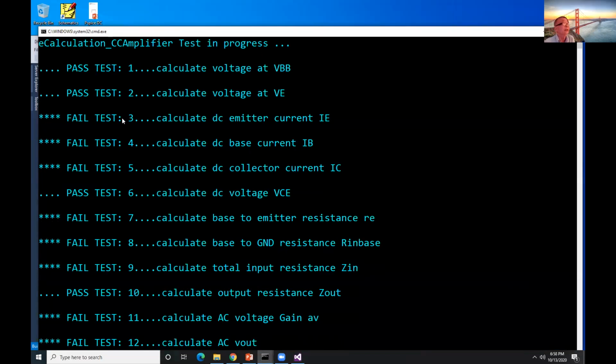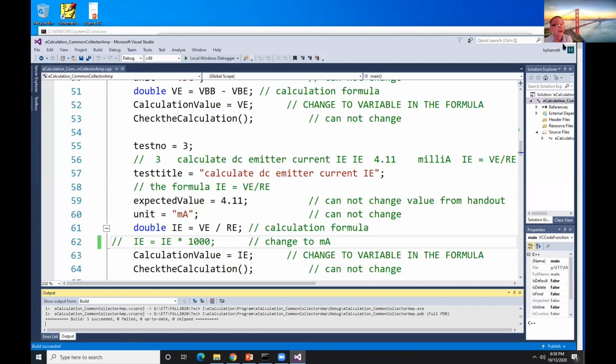If you're looking here, number 1 passed, number 2 passed, but number 3 failed. When number 3 fails, you don't care what else is here; it doesn't matter to you. You have to fix number 3. Now, you know something is wrong on that number 3.